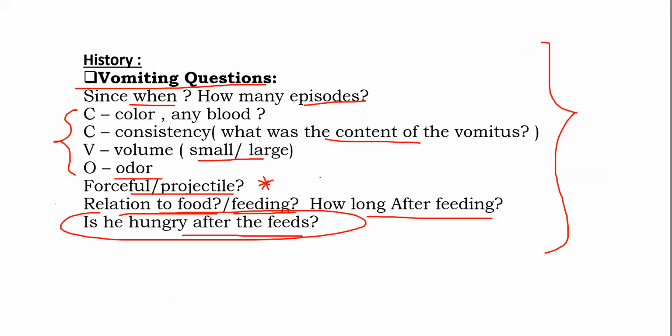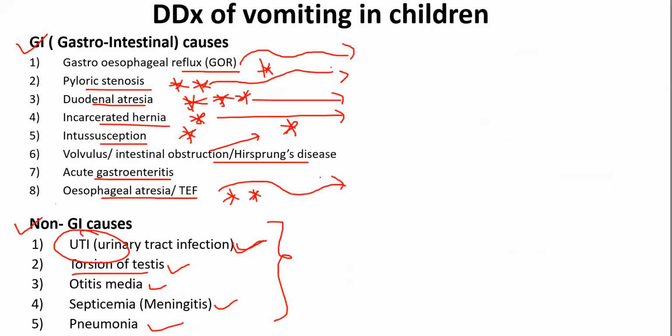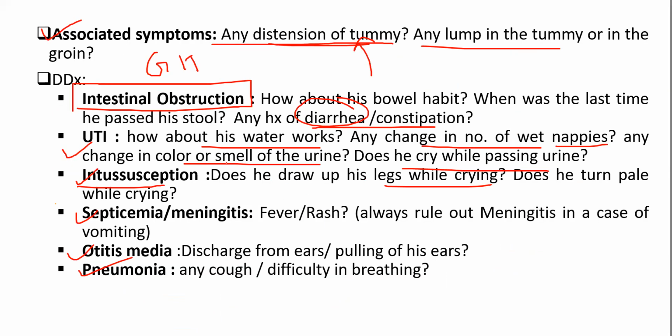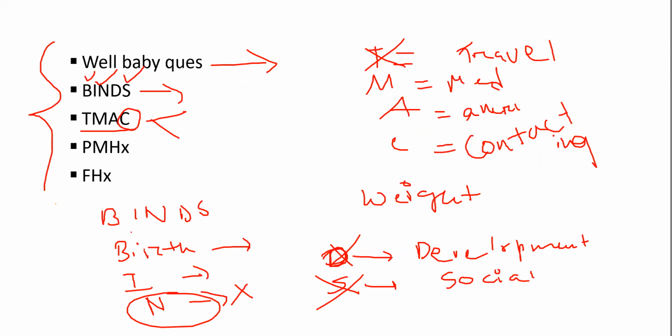So to give you a summary of this cluster, because the history forms the main part of this case, you'll start with the introduction, reassurance, make sure the child is vitally stable, then ask the vomiting questions, then ask one by one about the differentials. So you start with the bowel and bladder, then ask about intussusception, don't forget about hernia, then non-GIT causes such as meningitis, otitis media, and pneumonia. So this will be your main DD. And then very quickly ask about well baby, BINDS, TMAC, past medical history, and family history.